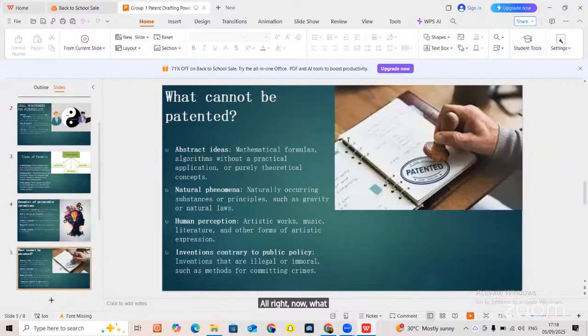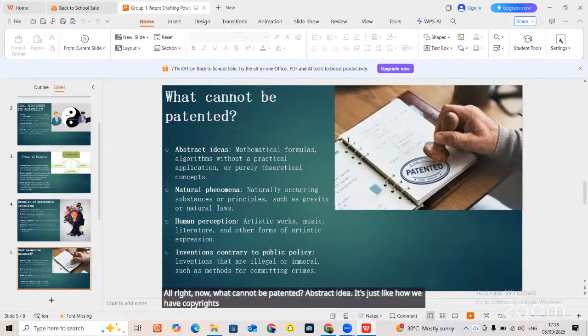Now, what cannot be patented? Abstract ideas. It's just like how we have copyrights, where the idea and expression dichotomy comes in, where ideas cannot be copyrighted, but the expression of the idea is what gets the protection. So if you have an abstract idea in your head, and someone else has already applied for a patent on that same idea, that person will have a much higher claim because you have not expressed it. It is abstract, it still dwells in your mind. So the same thing applies with patents as well.